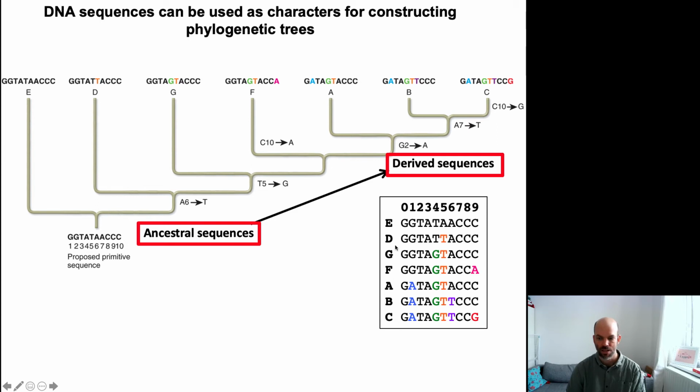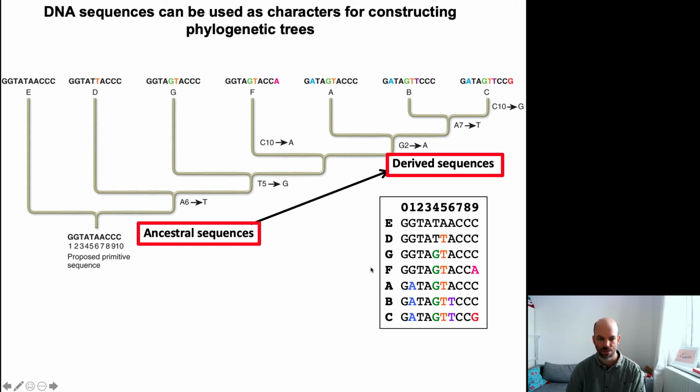And so each position of the DNA sequence can be considered like one trait. So instead of does it have a backbone or not, it is does it have an A, C, T, or G in that position. Instead of does it have hair, it can be does it have an A, C, T, or G in that position.